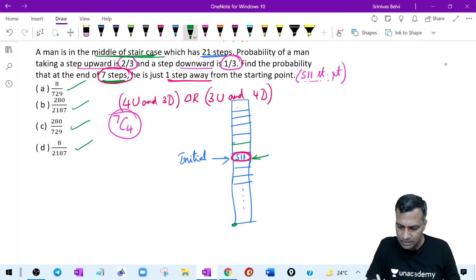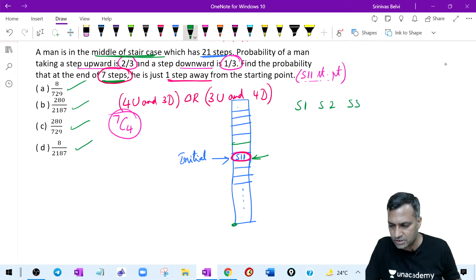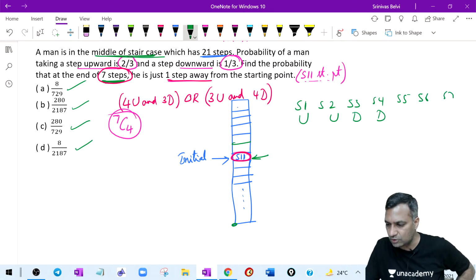From here he went up and then he came down, again he went up, again he came down, something like that. We don't know in which order he's doing it. Let me write it like this: first step, second step, third step, fourth step and fifth step. It can be up and then down and down. Then another down here, and again he took two ups here.